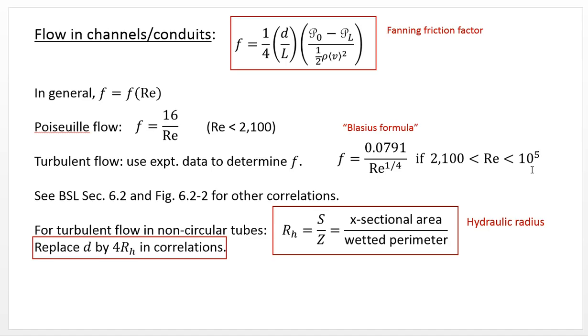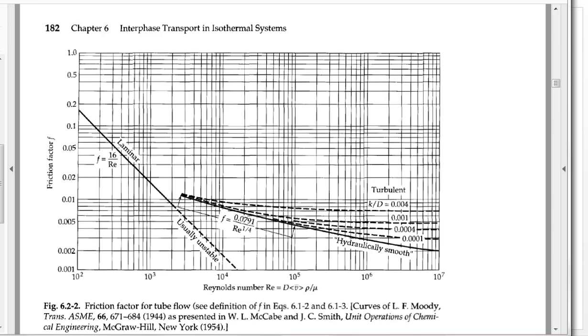And this correlation is accurate if the Reynolds number lies between about 2100 and 10 to the 5. Now, there are other correlations listed in Bird-Stewart-Lightfoot section 6.2, or you can look at figure 6.2-2. So, for example, here's the figure. This is a plot of the friction factor as a function of the Reynolds number.